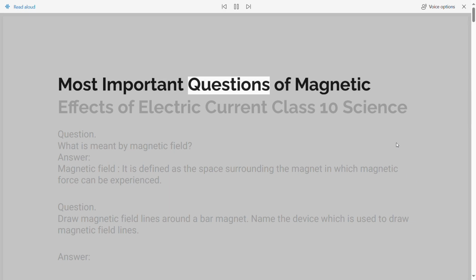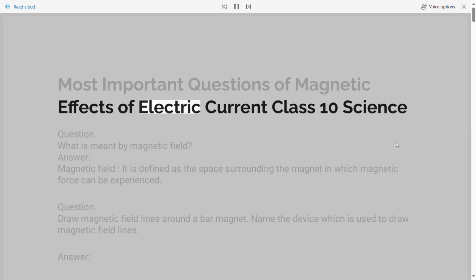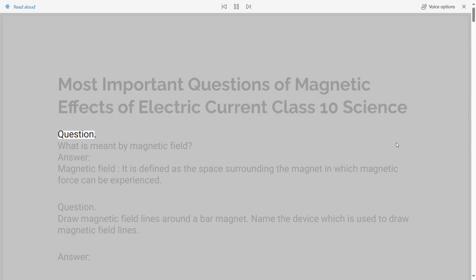Most important questions of magnetic effects of electric current. Class 10 Science. Question. What is meant by magnetic field? Answer. Magnetic field. It is defined as the space surrounding the magnet in which magnetic force can be experienced.